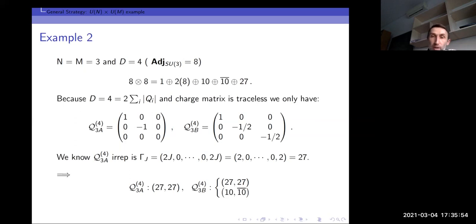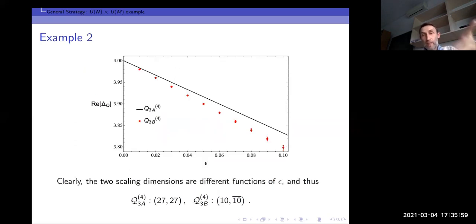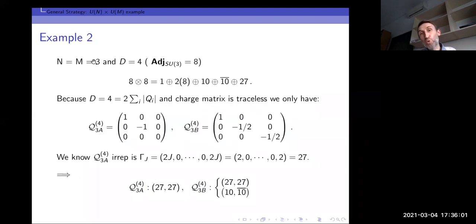And then if you do, you can uniquely say which one is which. So for example, for this case, n equal to m equal to 3 and dimension of the operator 4, you can show that there are 2 charge matrices. These are the possibilities for the representations you can assign.